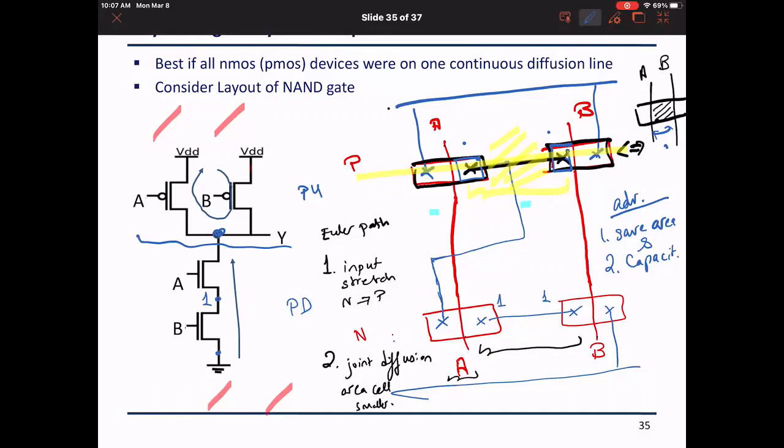Clear what the Euler path helps us? It helps me find a stretch of P diffusion and a corresponding stretch of N diffusion that will guarantee that the input is going to go all the way from N to P in the same order. Okay, so it goes in the same order, and that guarantees that I have as much joint diffusion area, meaning nodes that are common are really connected with diffusion as opposed to going up to the higher layers and back down. Okay, this is the objective of Euler. Yes.